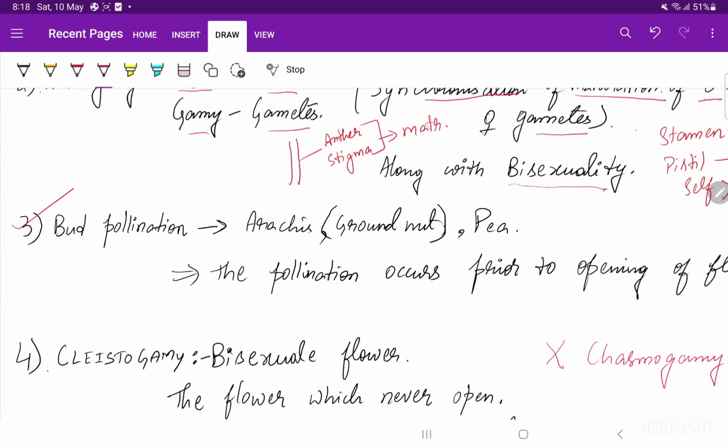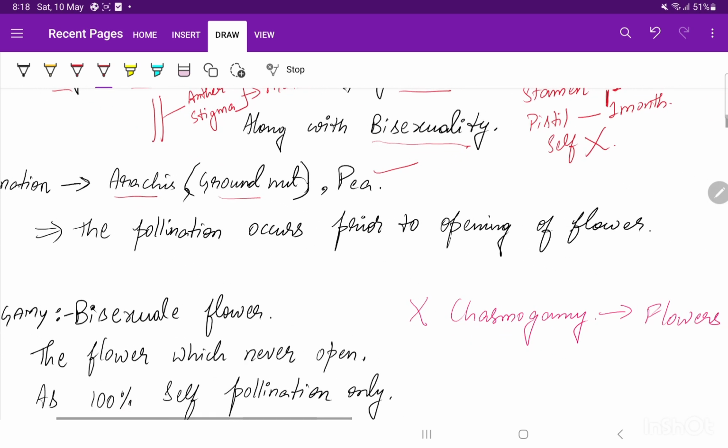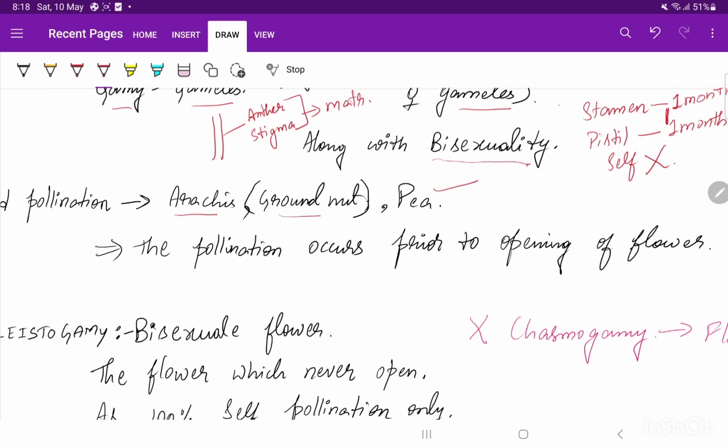The word itself says bud. It is present in bud condition. For example, groundnut and pea plant. Pollination occurs inside the flower before the flower opens, because it's in bud condition. Both the sexes are present inside, male and female gamete present inside the flower. In bud condition only the pollination takes place.